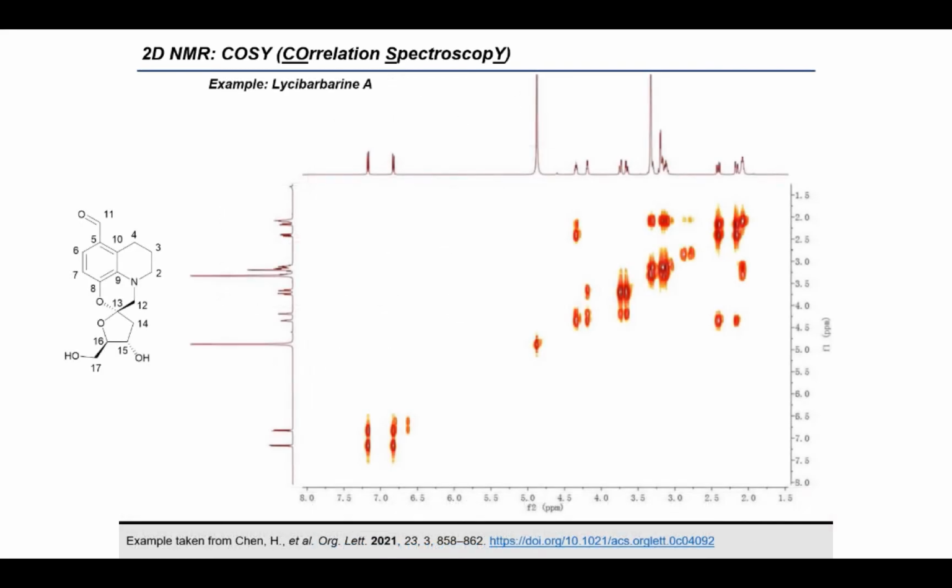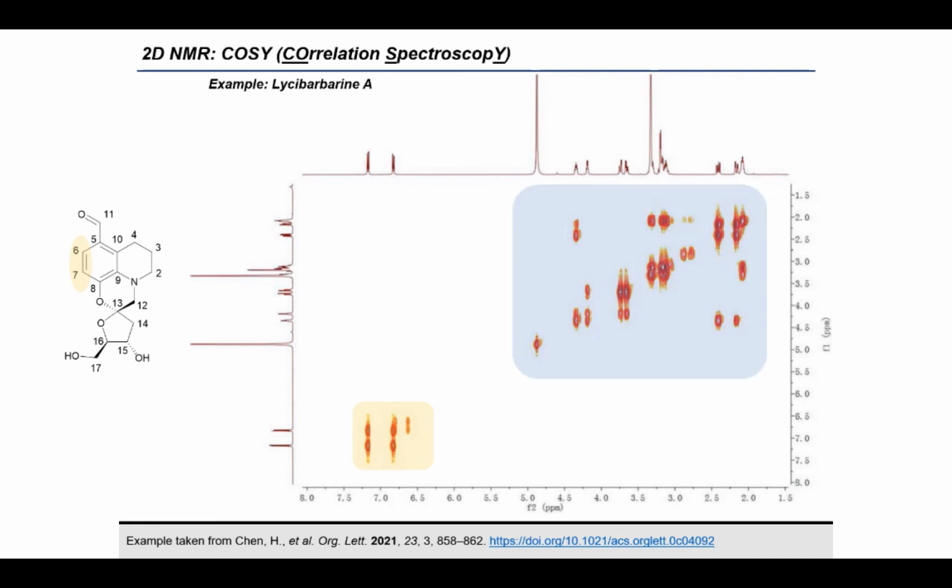Now I want to talk a little bit about a real-world example for all of these 2D NMR spectra. So we're going to look at this molecule lysibabarine A, which was identified in 2021. And these are the spectra that were used by the group that identified the structure of this. So this is the COSY that they took. And we can see we've got this little square corner down the middle here, which shows us the coupling between protons 6 and 7, highlighted in yellow.